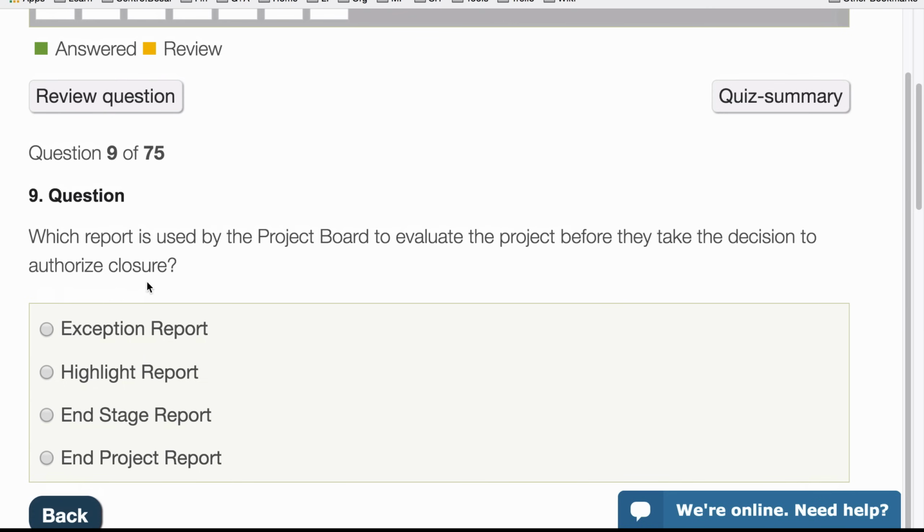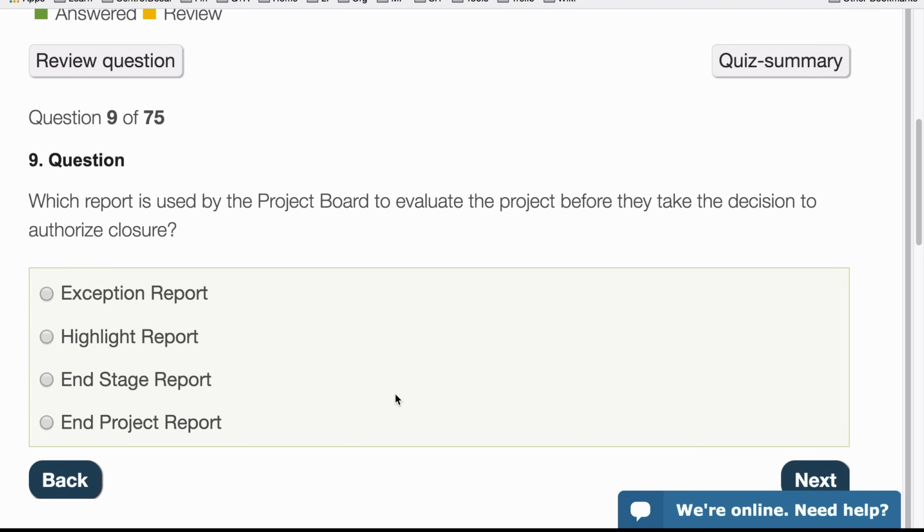Which report is used by the project board to evaluate the project before they take decisions to authorize the closure? Well, let's just first find the report that's produced at the end of the project. And it's not the exception report. It's not the highlight report because that's very often in the controlling a stage process. The end stage report is the end of every stage, except for the last stage. So it's the end project report. That will be created by the project manager, but used by the project board.